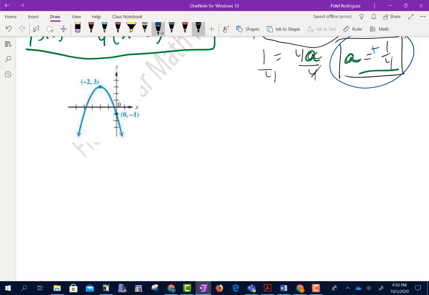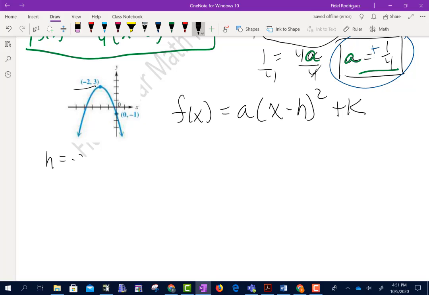Let's do the same thing here for this next one. So first thing I'm going to do, I'm going to write out my general form. Okay? All right. So here's my vertex. So my h is -2. My k is +3. So f of x equals A (x minus -2) squared, and k is +3. So guys, the one thing I know is minus makes it plus, so we can just do that.